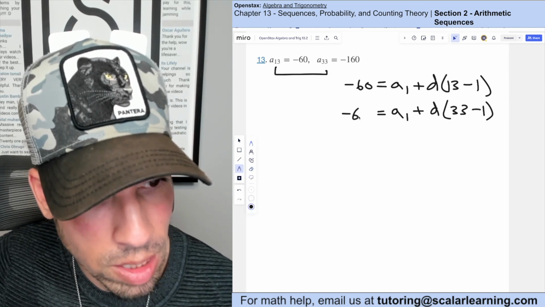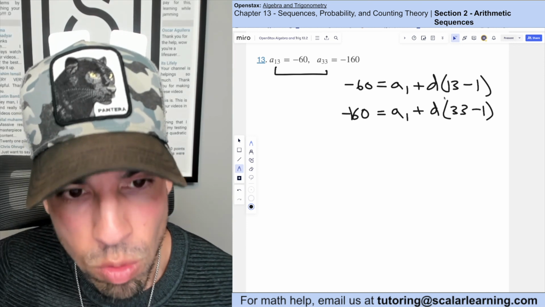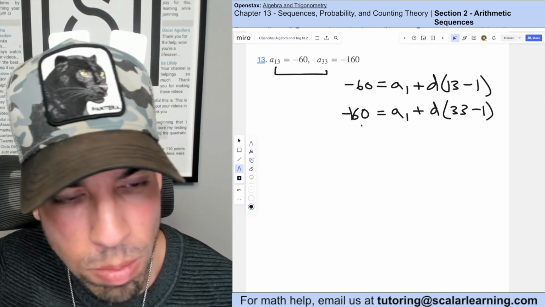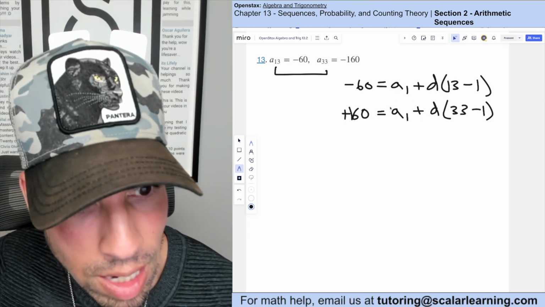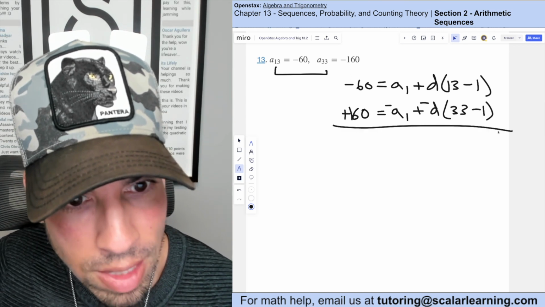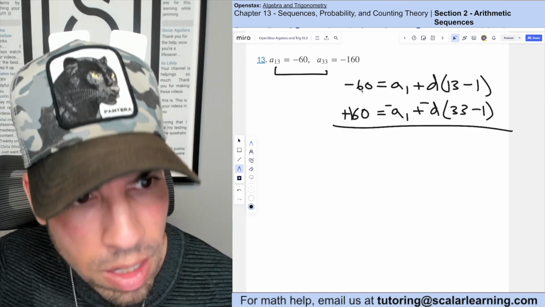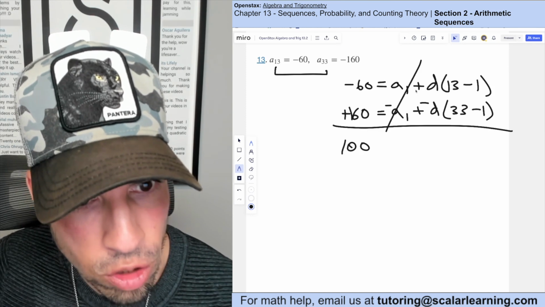So check this out. We now have a system of equations with 2 unknowns. So what I'm going to do is multiply the bottom one by negative 1. Negate, negate, negate. And when we add these together, we're going to get 100. These are going to cancel out.